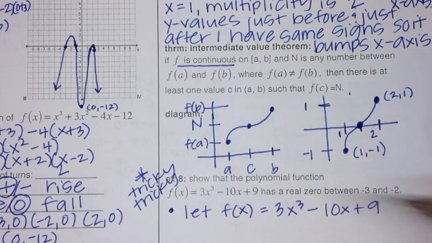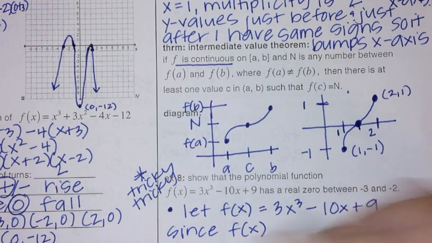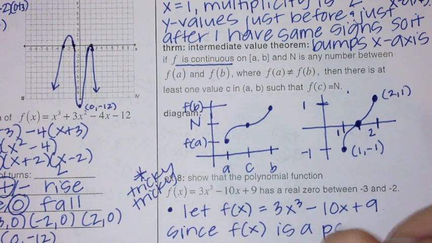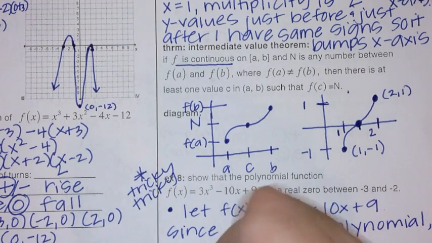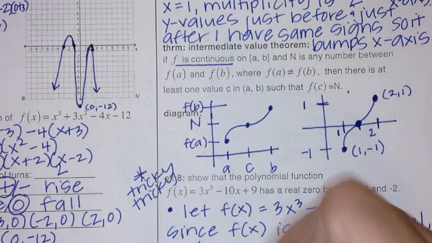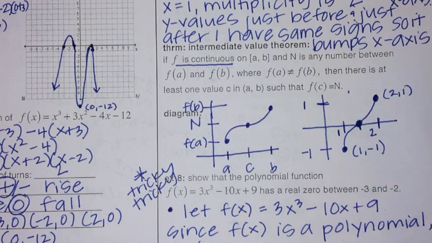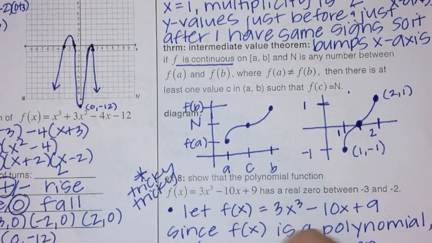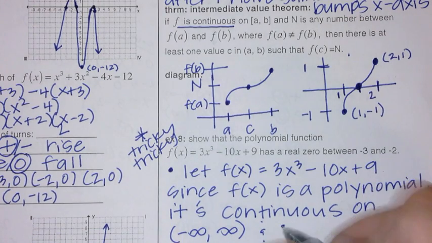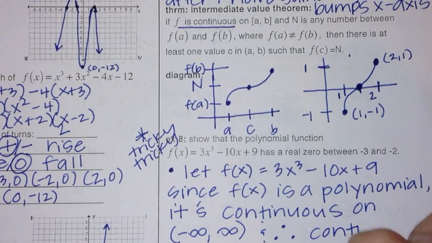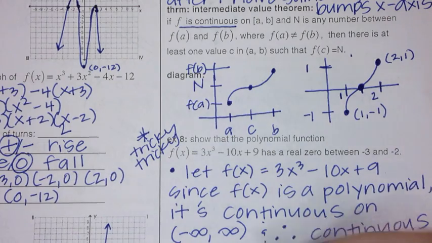So you're saying we're going to start with this function, and we're going to say since f of x is a polynomial, it's continuous on the interval from -infinity to infinity, and therefore continuous over the interval between -3 and -2.